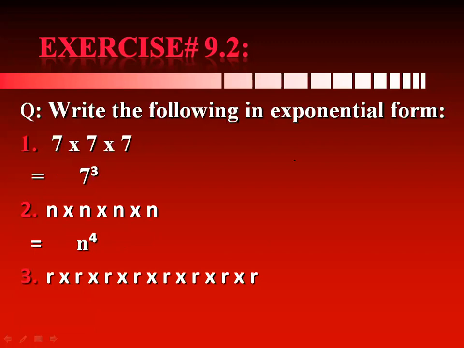The next is r multiplied by r multiplied by r, and so on. So how many times is r going to multiply here? r is multiplying here 1, 2, 3, 4, 5, 6, 7, 8. So what will be the answer here? First of all, what will your base be? Your base here is r. And how many times is it multiplying here? 8 times. So you will write r to the power 8. Is that clear?